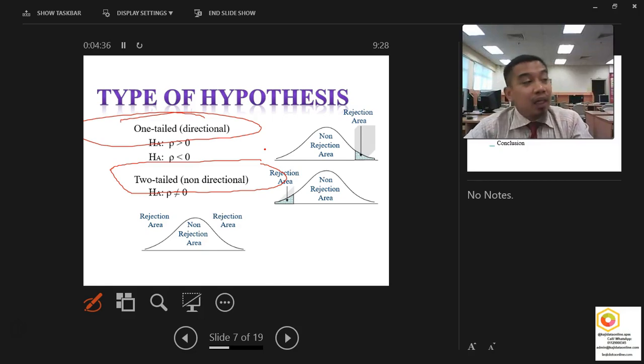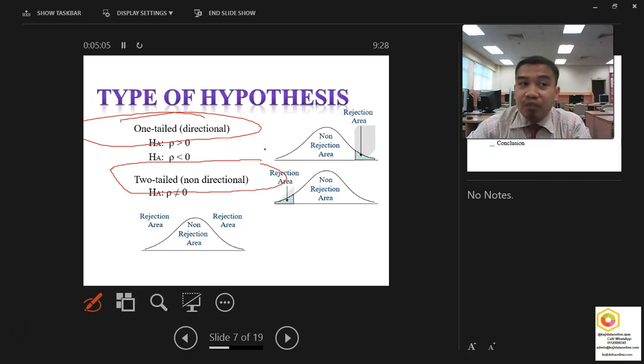Faham kan? If you are using the directional hypothesis, for example, I'm saying that BMY is much slower than BMX, which is my car. That kind of statement has a direction, which is I'm saying that my car is faster than another car. So faster than is a direction. So if you have a direction, then you need to focus on the one tail.